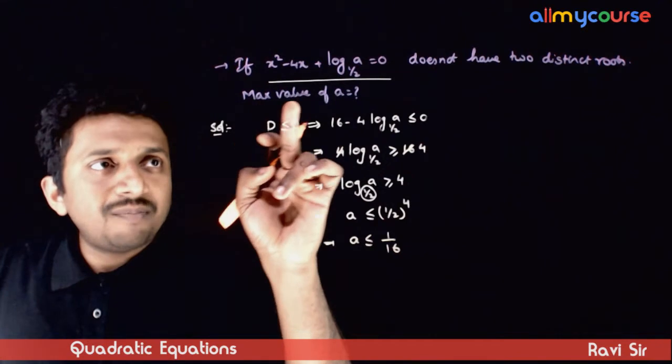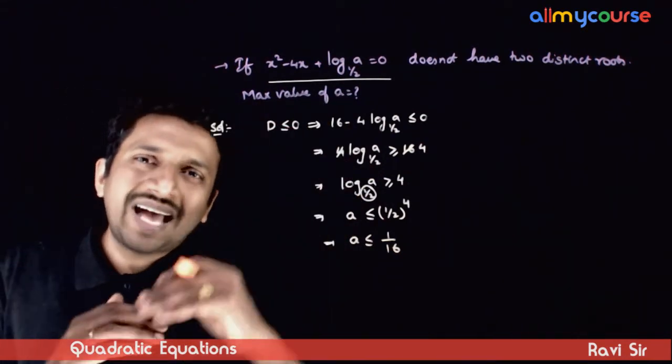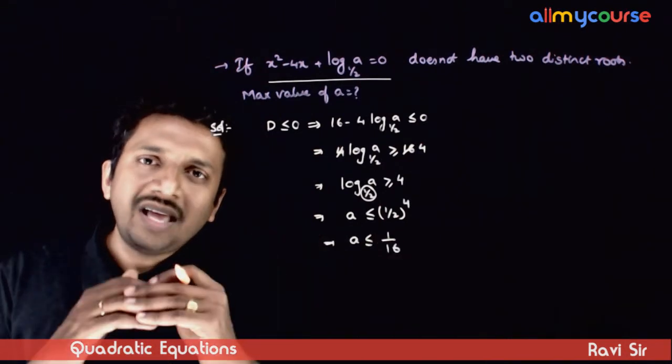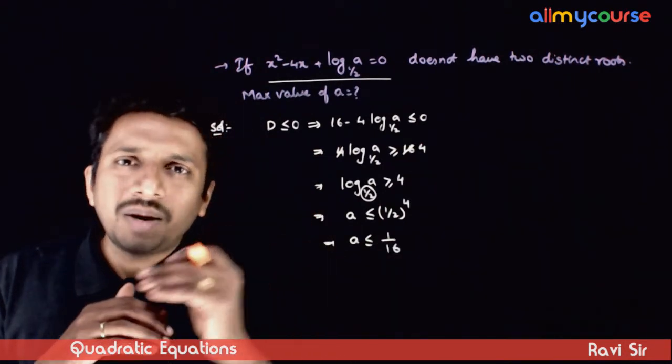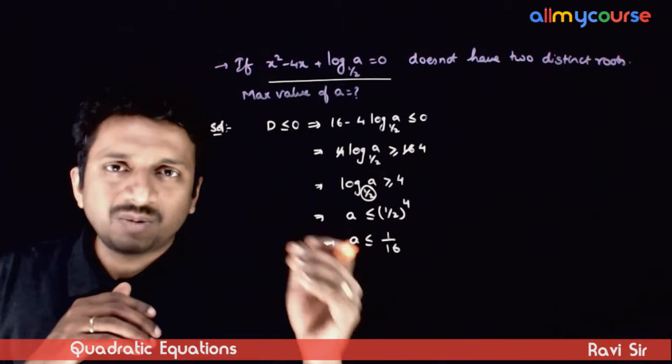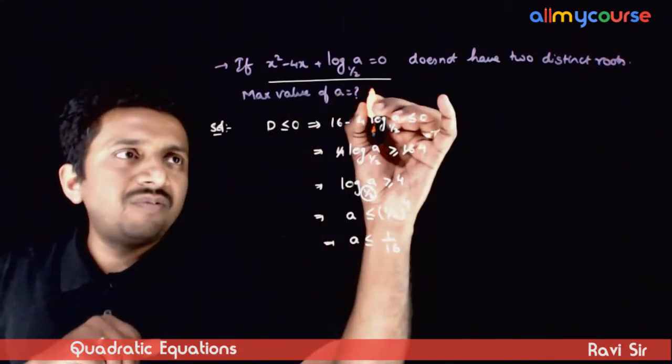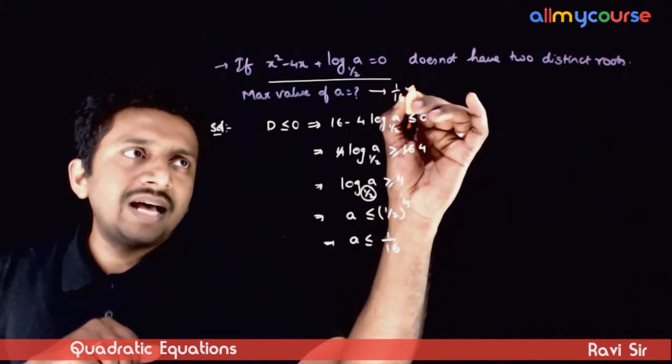So you're asked to find the maximum value of a. What is the highest possible value of a? This condition says that a has to be less than or equal to 1 by 16. So 1 by 16 will be the maximum value of a. So that's the answer to this question.